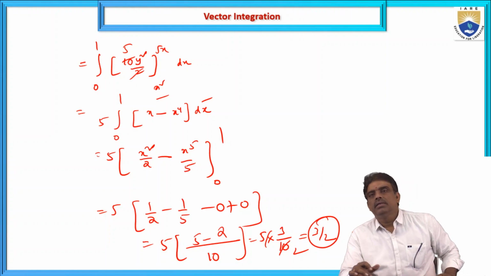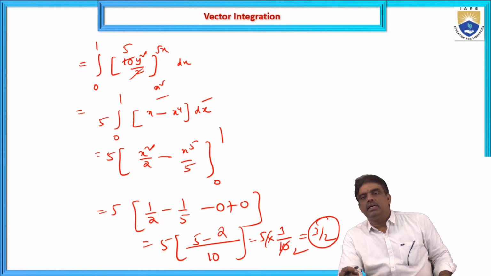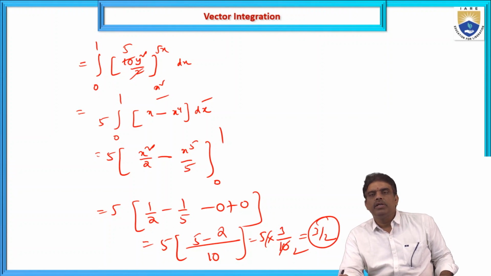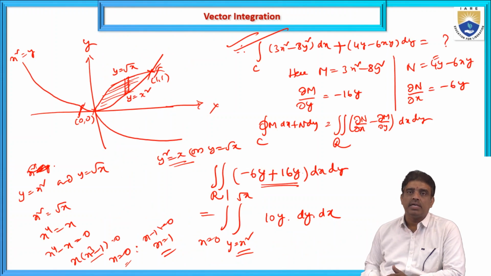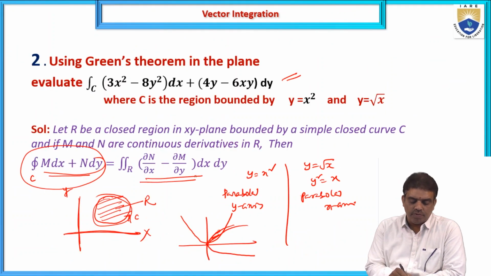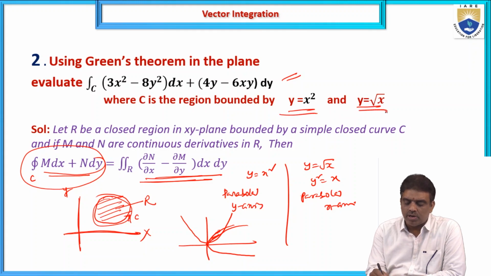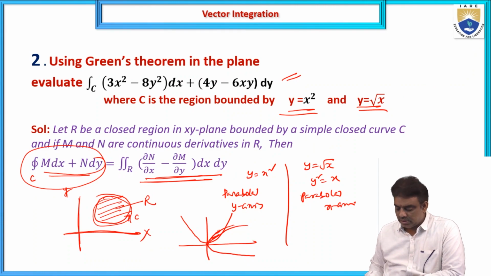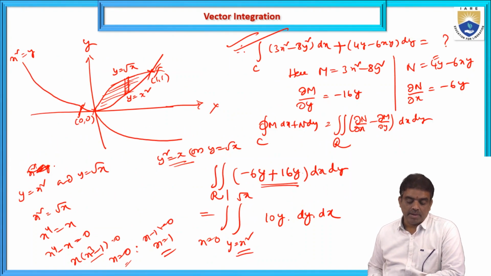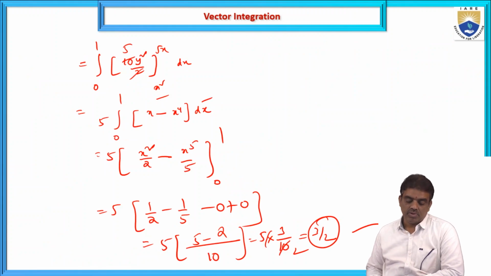So here, we have just converted the line integral into a double integral by using Green's theorem. Green's theorem states that the integral over the closed curve C of M dx plus N dy is equal to the double integral of dou N by dou x minus dou M by dou y dx dy. Here the region limits you can calculate easily. First you have to identify the curves. Both are parabolas, so the area will be the region between the two parabolas. So that ends the second problem. The answer we got is 3 by 2. Now we will verify the answer.